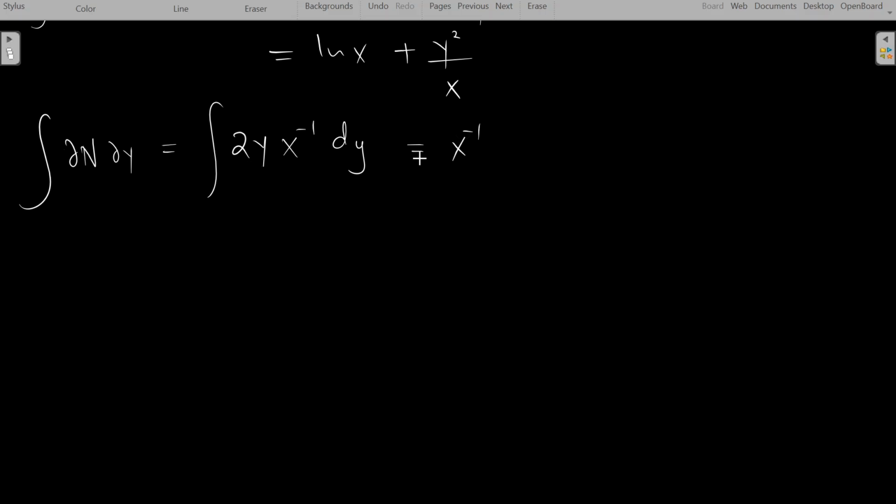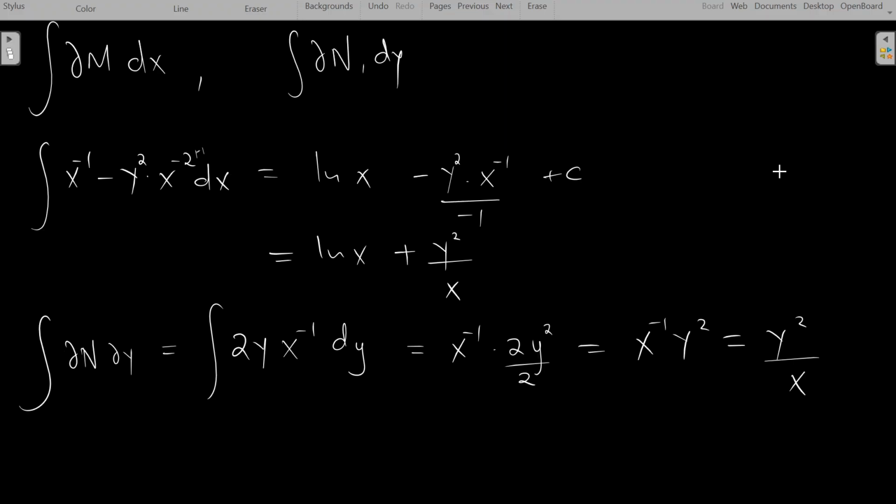Now let's integrate this. We'll multiply that by 2y raised to the second divided by 2. Now I'll get this as x raised to negative 1 times y squared upon 2. So these two 2s cancel each other. So this is our answer, and I can simplify this as y squared upon x.